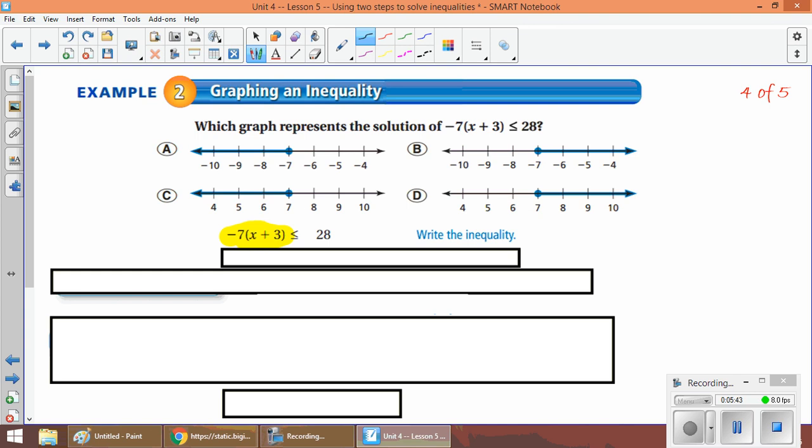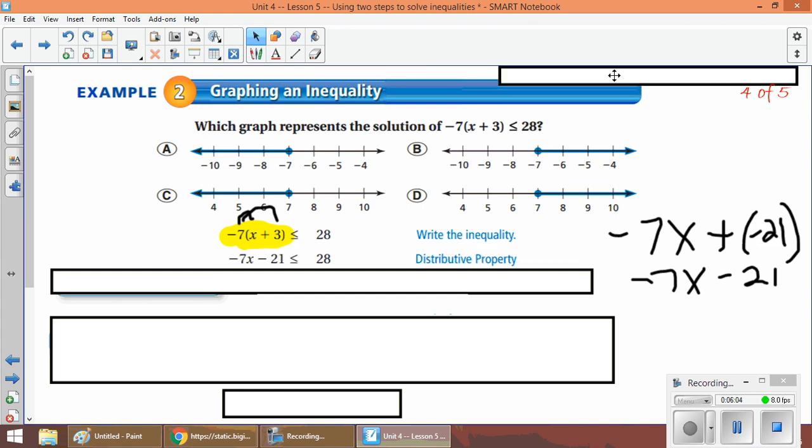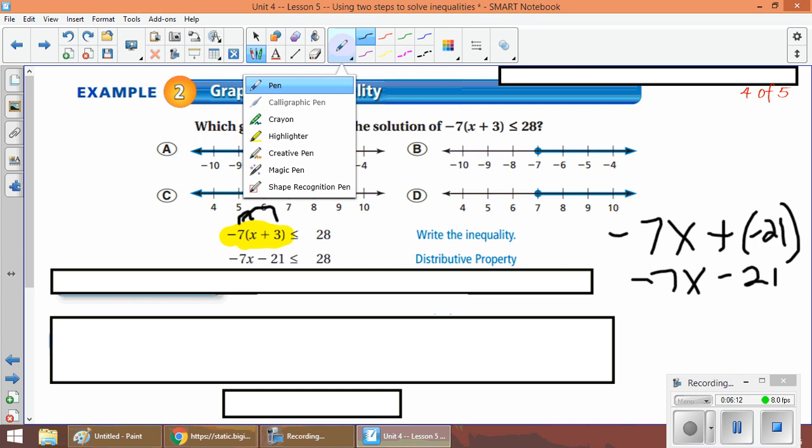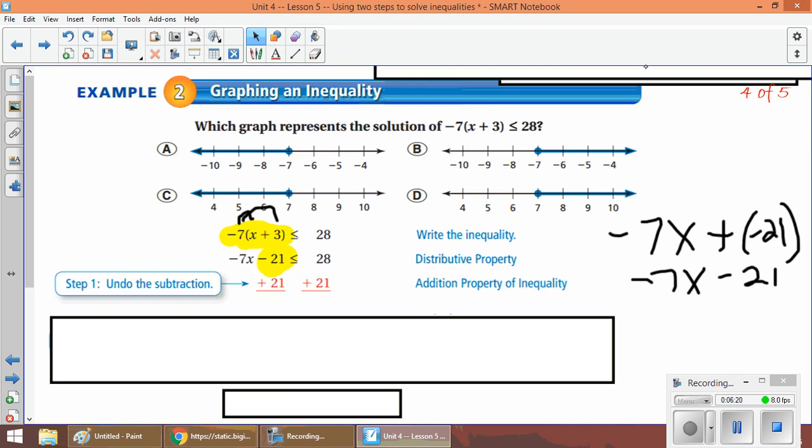So we're going to take this -7 and multiply it by the x, and take this -7 and multiply it by the 3. So we get -7x plus -7 times 3 is -21. This is the same as -7x minus 21 is less than or equal to 28. So we use the distributive property. Now we're just going to use our basic two-step equation rules. I'm going to get rid of this -21, and the opposite of subtracting is adding 21 to both sides.